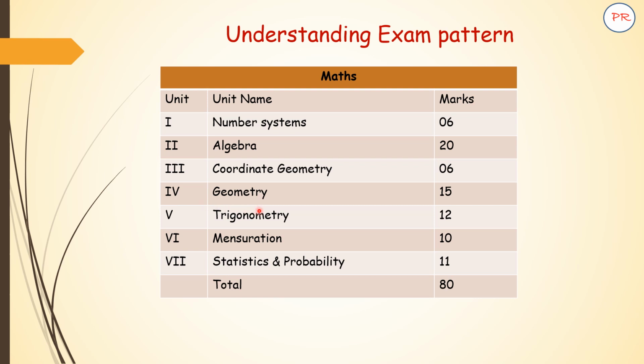Fourth unit is geometry and it will be there for 15 marks. Fifth unit is trigonometry. It will be there for 12 marks. Sixth unit is mensuration. It will be there for 10 marks. Seventh unit is statistics and probability. It will be there for 11 marks. So the total paper will be 80 marks and this is how it is divided into 7 units over here.